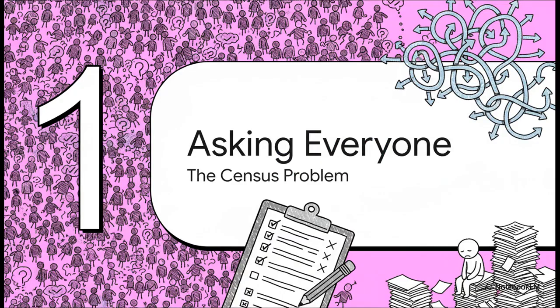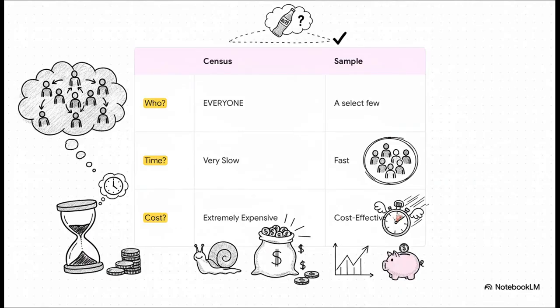I mean, in a perfect world, you could just ask everyone, every single person. That's what we call a census. It's an attempt to get data from literally every member of a population. And yeah, it's the most thorough way you could possibly do it, but as we're about to see, it's almost always completely impractical. Look, a census is the gold standard for completeness, for sure.